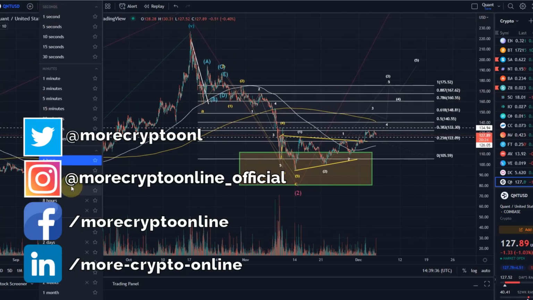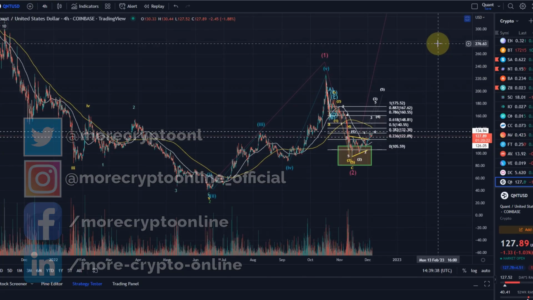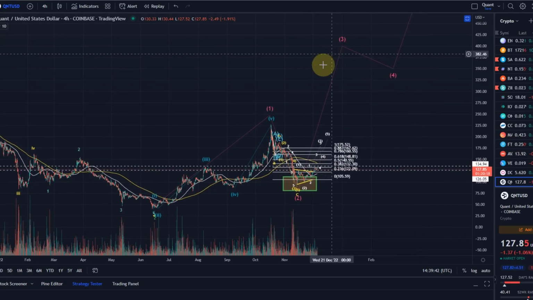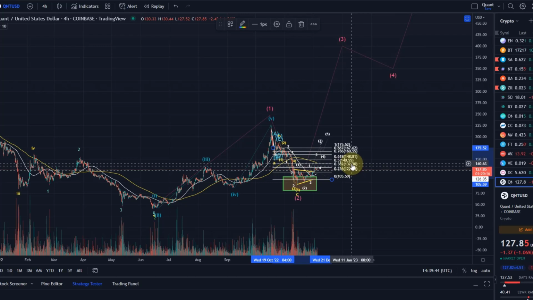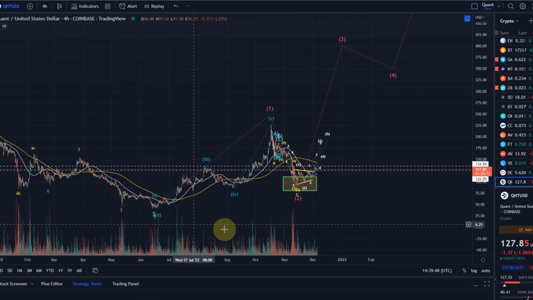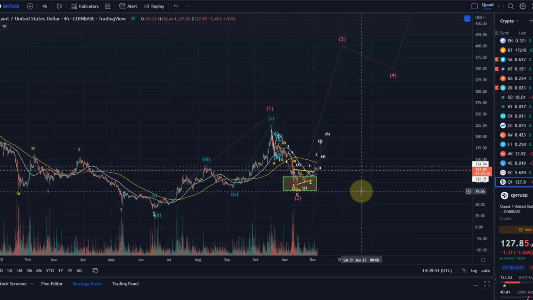We start with a higher level outlook here for QNT. The view remains that QNT or Quant is not going to see the June low again. Well, that view can change, but it would only change if we drop below $80. This is the lower support of this green box.